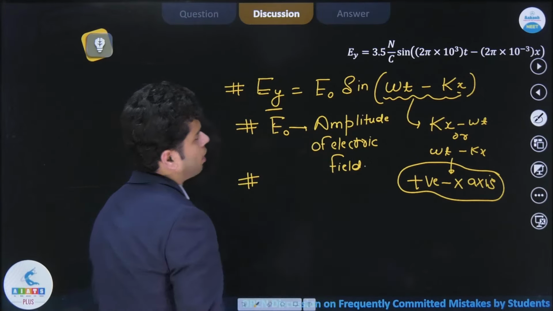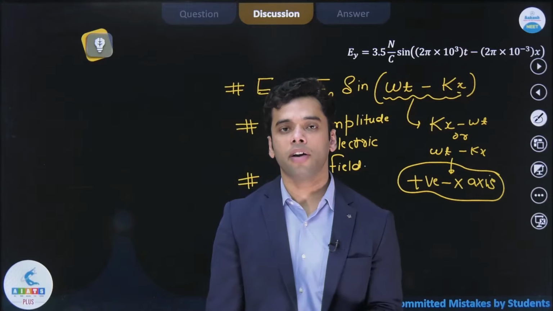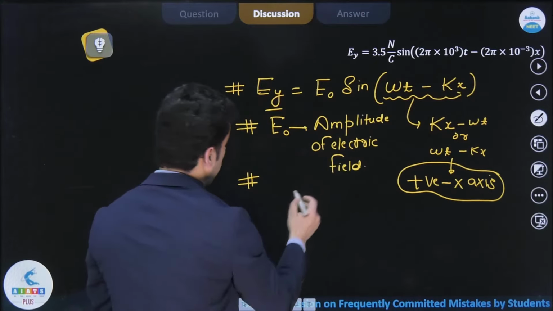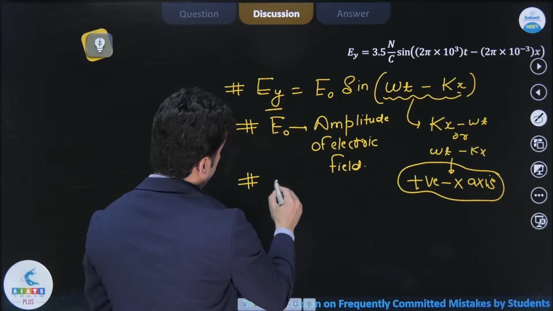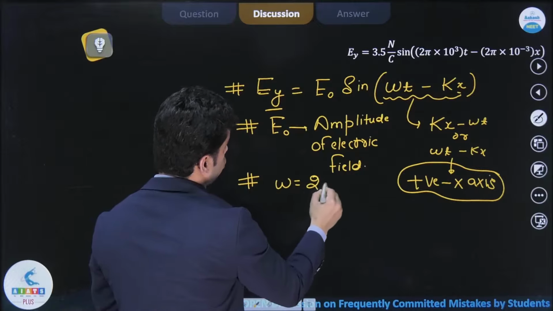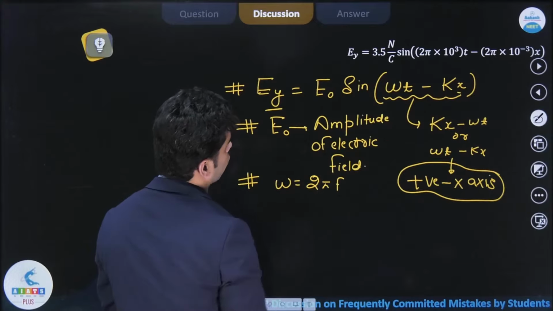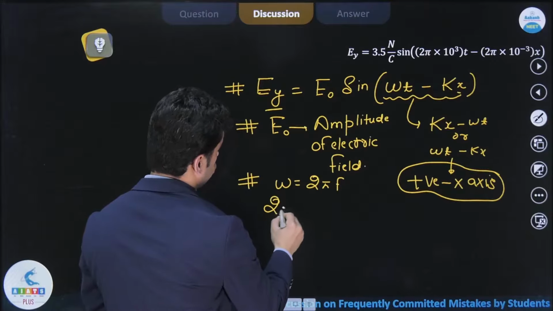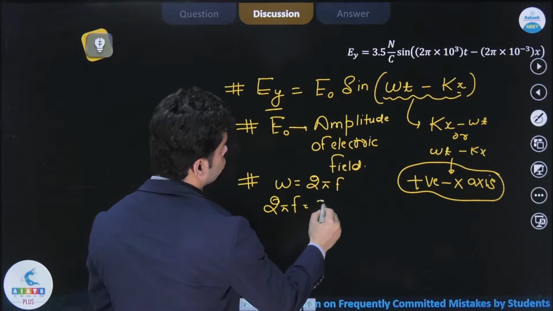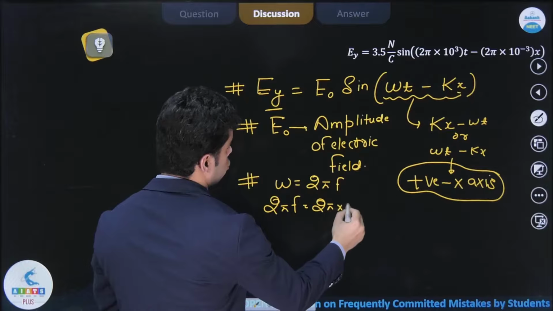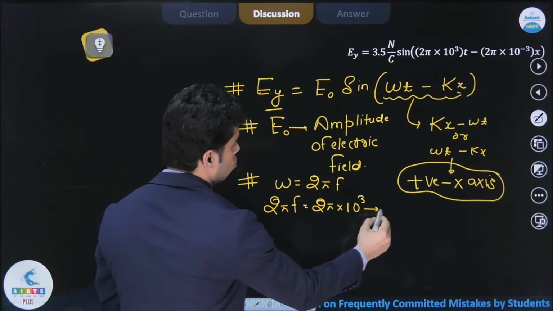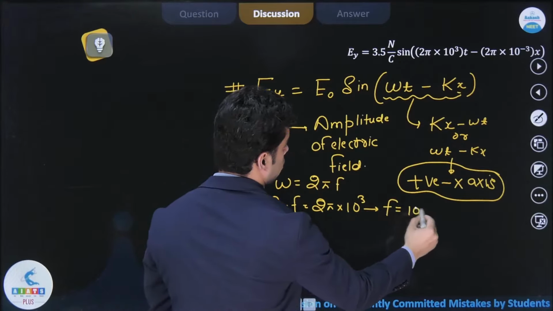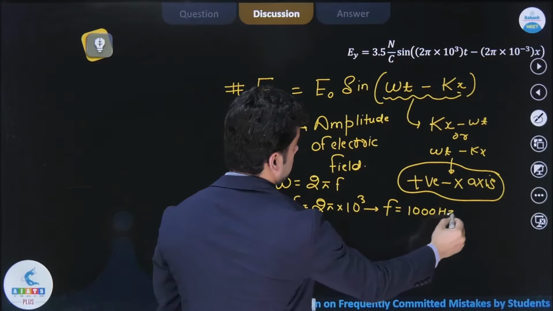Now let's talk about frequency. How do you find frequency? So you have been given omega t. So omega is what, 2 pi f. So 2 pi f, this f is your frequency. So according to the question, 2 pi f is given to you as 2 pi into 10 raised to the power 3. So frequency is 1000 hertz, right?